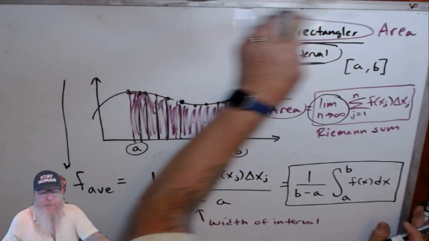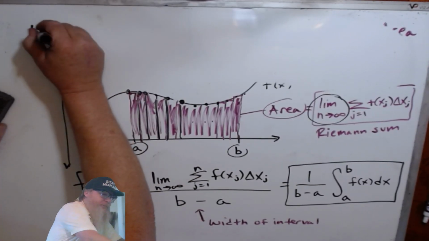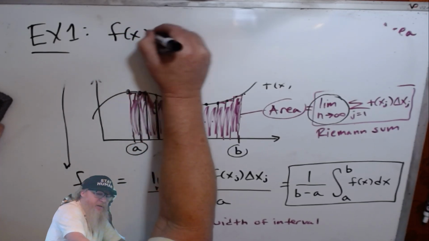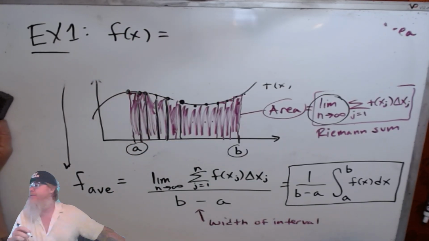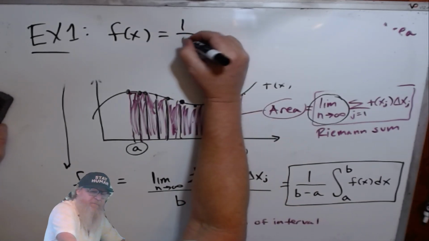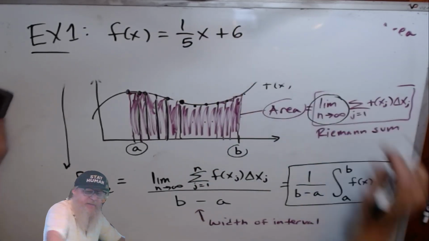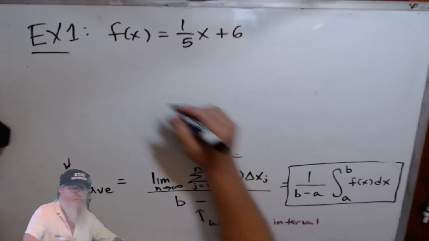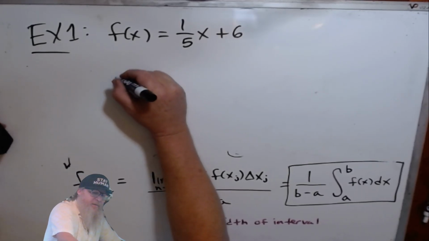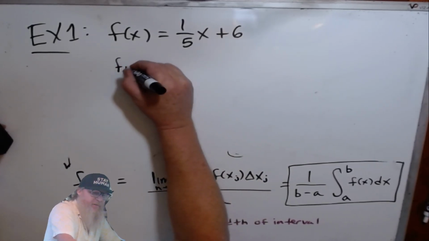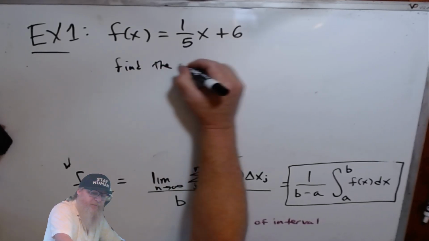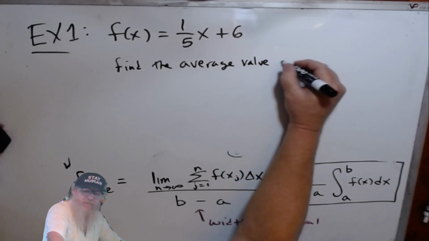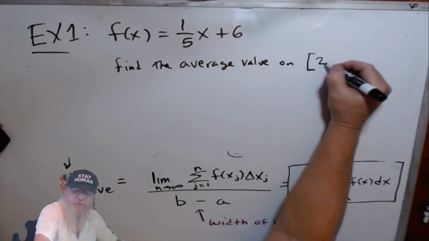Let's do an example. So f of x is 1/5 x plus 6. Find the average value on the interval 2, 9.